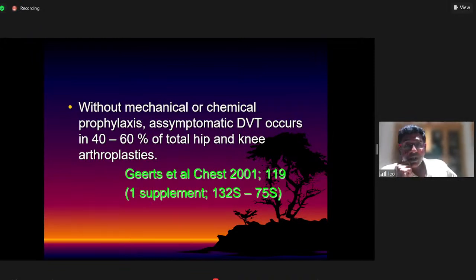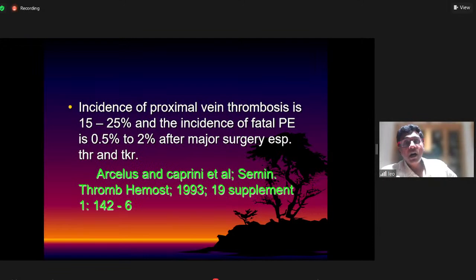Now, it has been suggested by authors like Geerts that without mechanical or chemical prophylaxis, asymptomatic DVT, and I again stress the word asymptomatic DVT, occurs in 40 to 60% of total hip and knee arthroplasties. Again, Marcellus and colleagues suggest that the incidence of proximal vein thrombosis is 15 to 25%, and the incidence of fatal pulmonary embolism is 0.5 to 2% after major surgery.